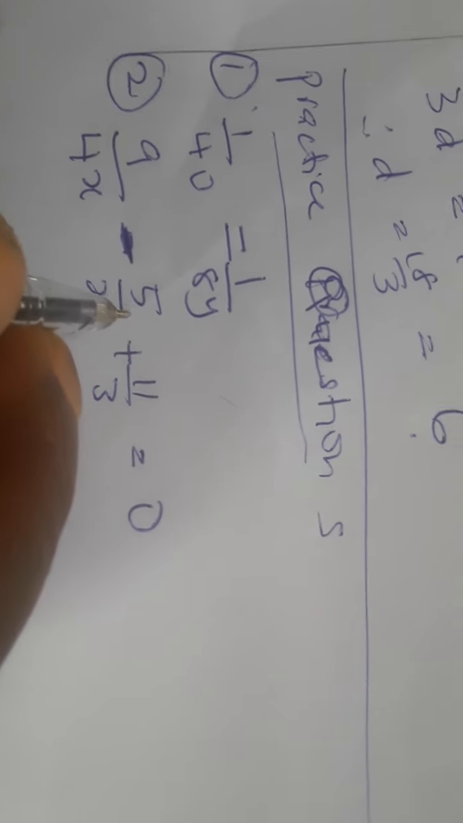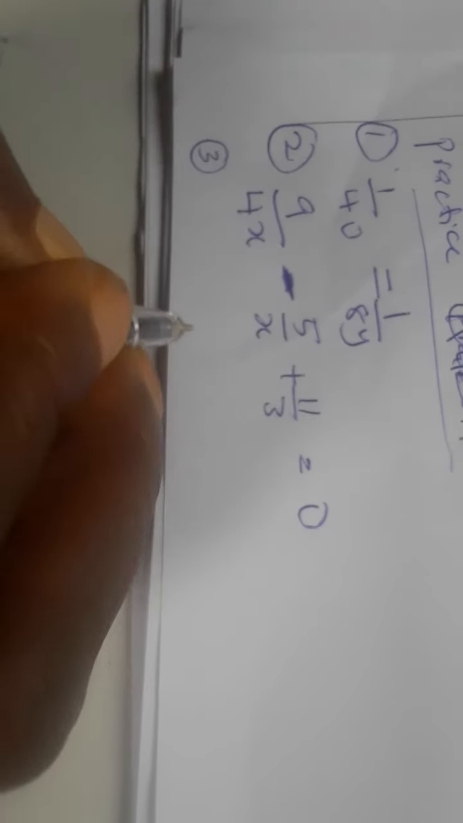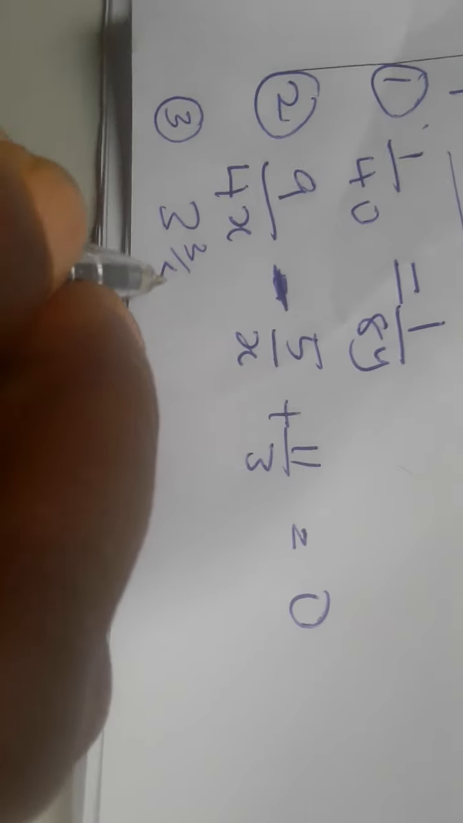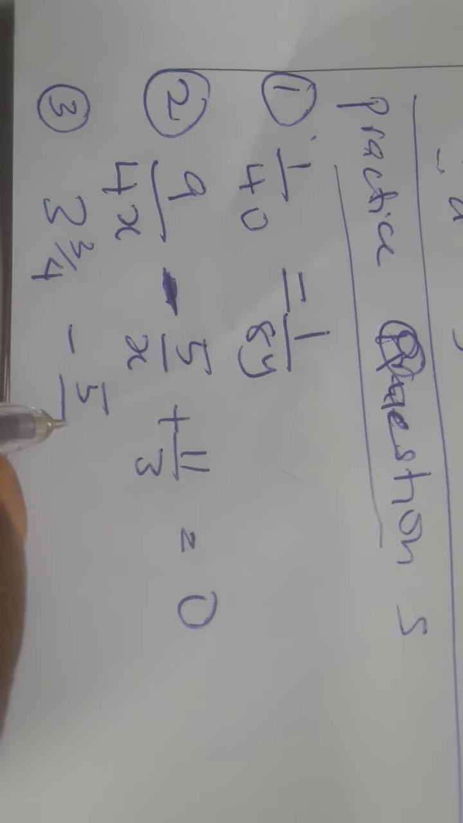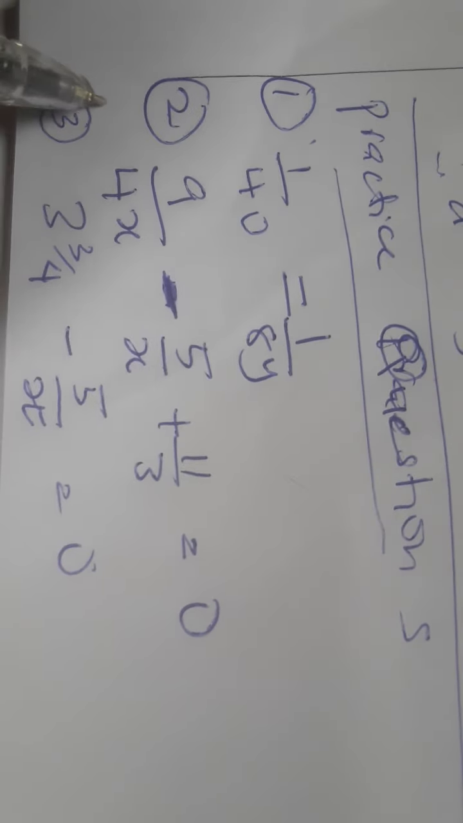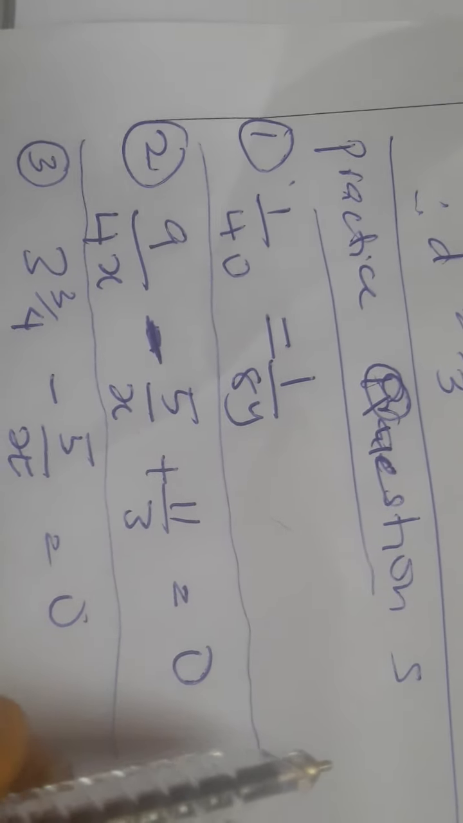Let me give you one more very quickly. I want something with a mixed fraction. So let's use 3 over 4 minus 5 over 2t is equals to 0. Just to make it a bit clearer.